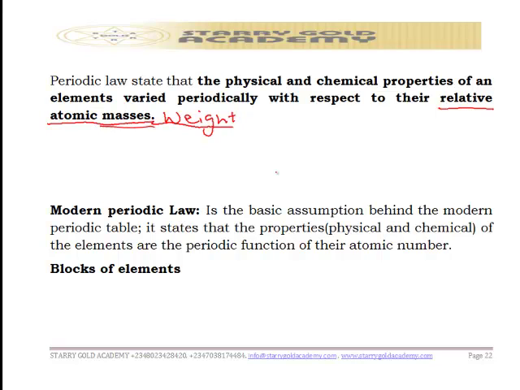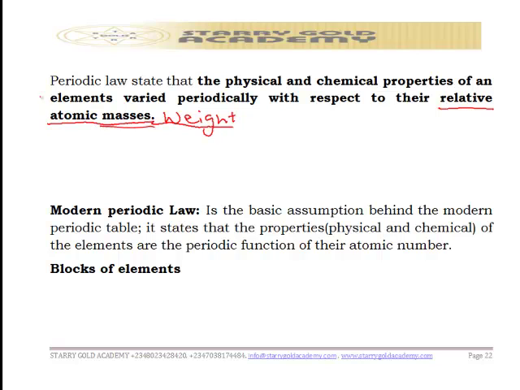Now there's something about this periodic table. Mendeleev's periodic table left a lot of gaps. I repeat, Mendeleev's periodic table left a lot of gaps. But besides that, there are some elements that are missing, but he predicted the properties of those elements that were missing in his periodic table.